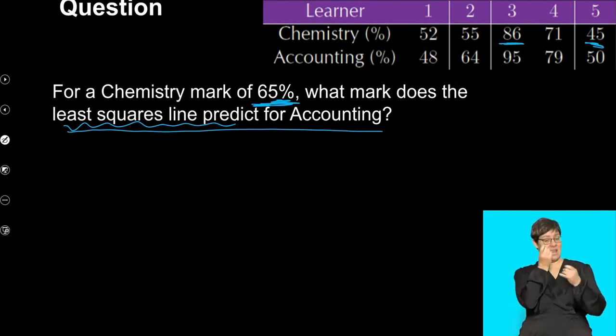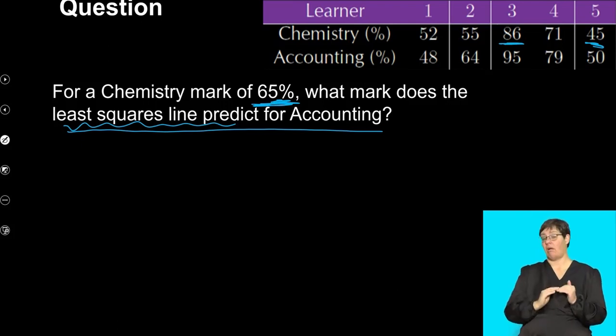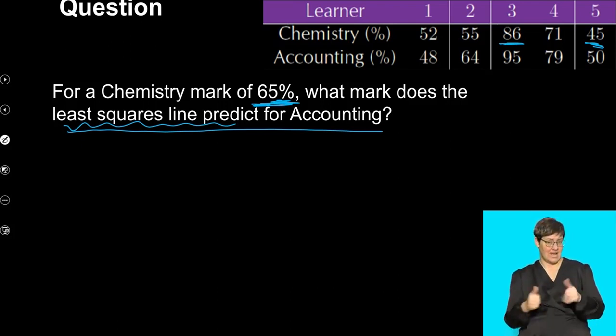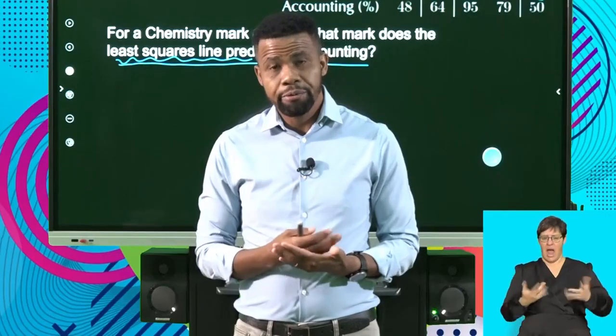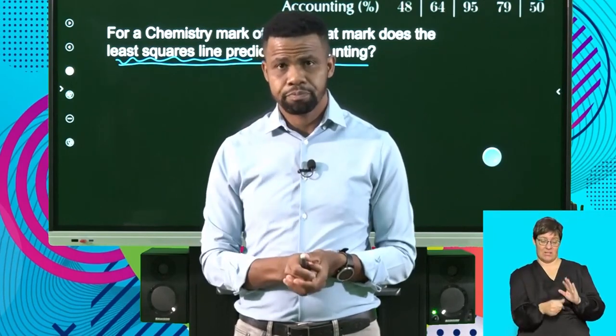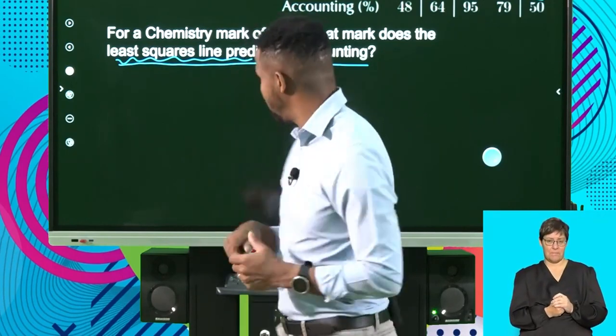Based on the data, it indicates higher. But what is the mark for accounting? The only way we can do that is if we can find the least square line, the equation of our model. Let's see how we do that.